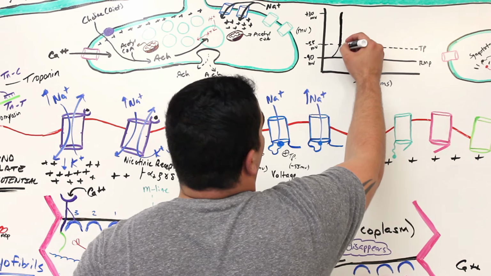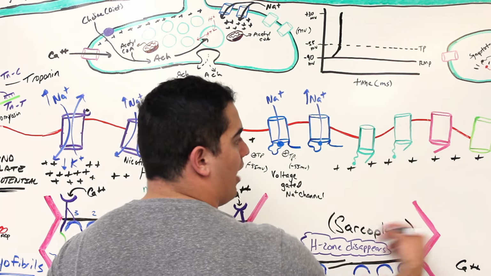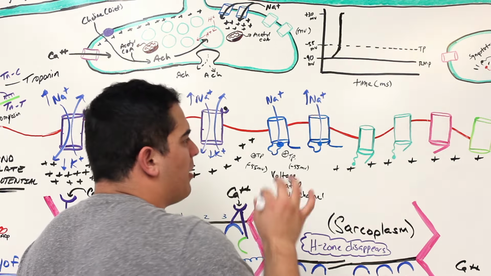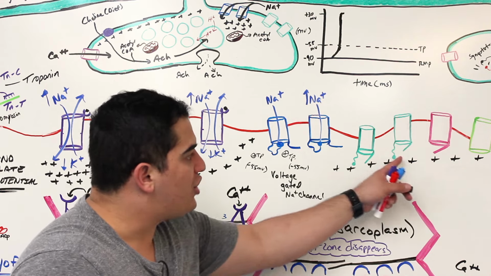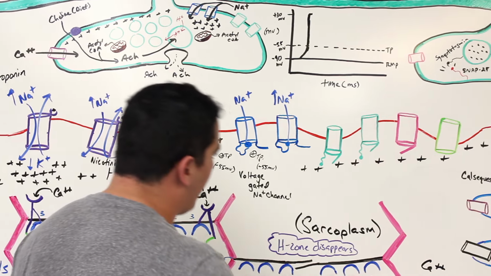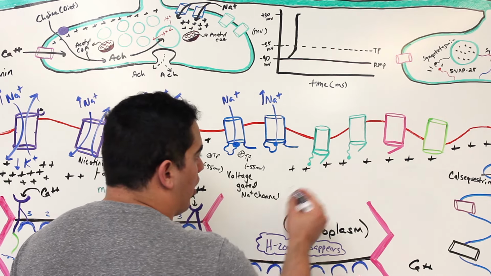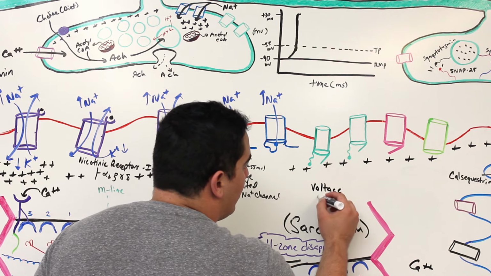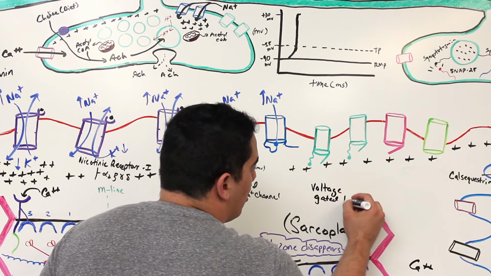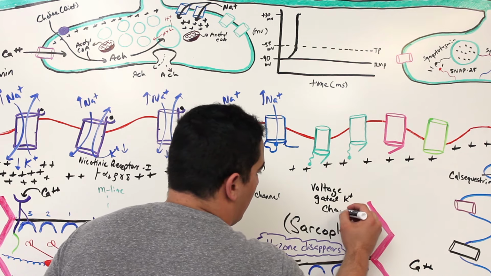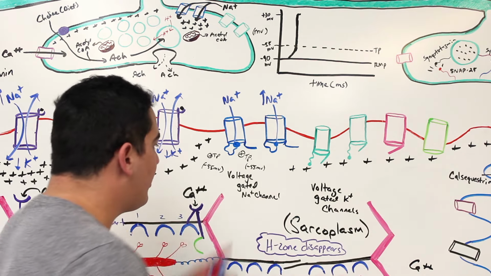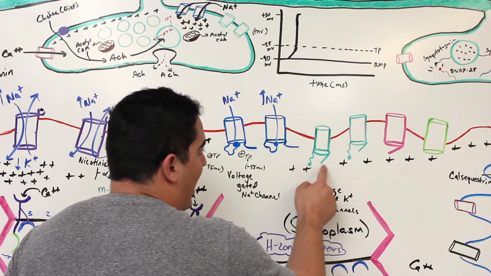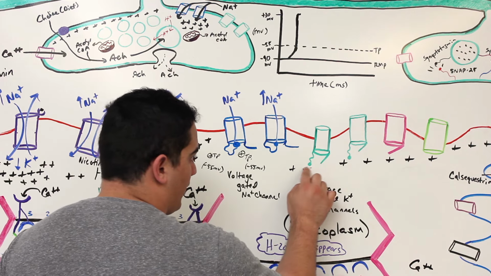And this was due to the voltage-gated sodium channels opening, and calcium flooding in from the sarcoplasmic reticulum. Once we hit positive 30 millivolts, something really cool happens. Let's look at these green channels for a second. These green channels are called voltage-gated potassium channels. Now, like the sodium channels, certain literature will say that these have activation gates and inactivation gates.